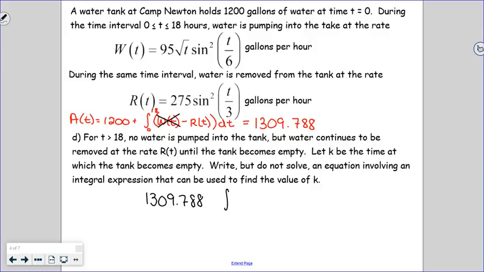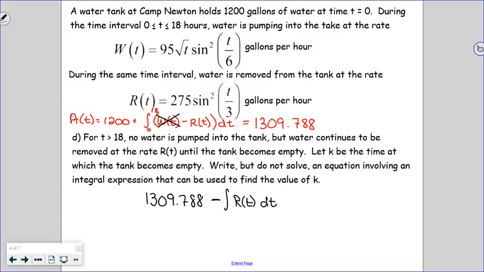Our integral, as I showed up here, is no longer going to be putting water into it. So as we think about the impact on the water, it is only going to be subtracting the rate of change of water leaving the tank. So our integral will just be of R of t, and you can put the negative in there or subtract the amount of water that will be totaled up inside there.